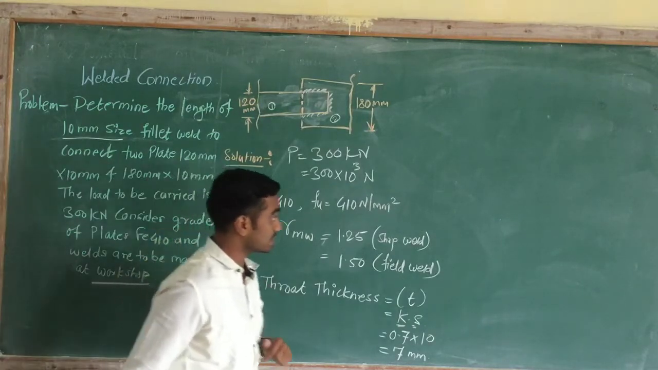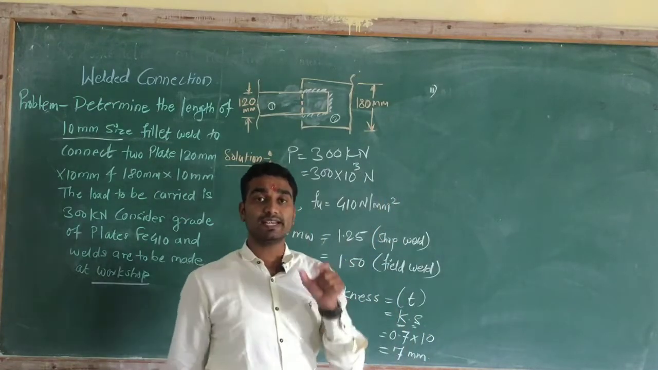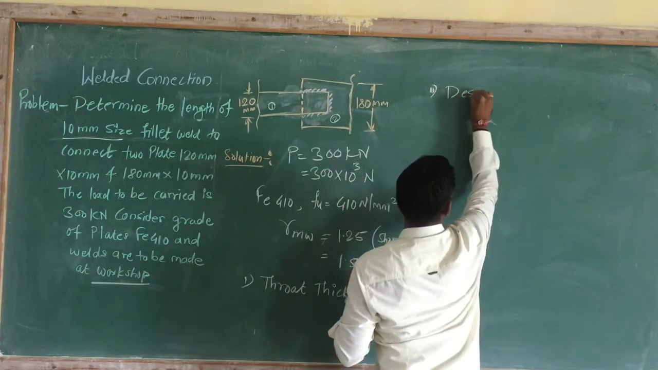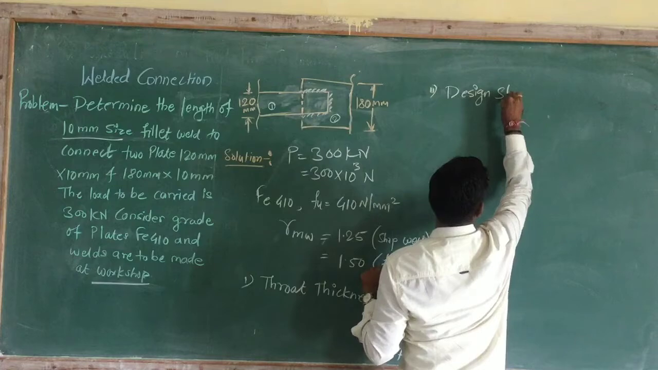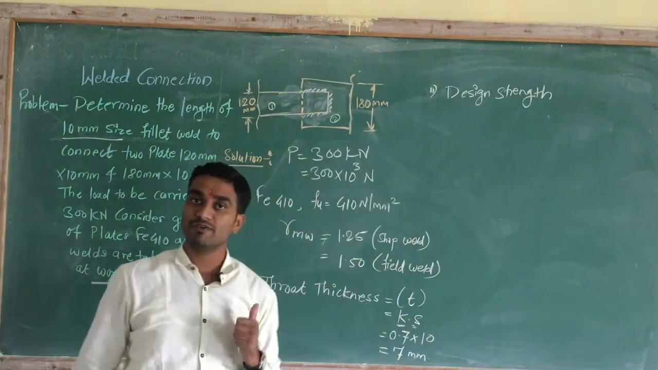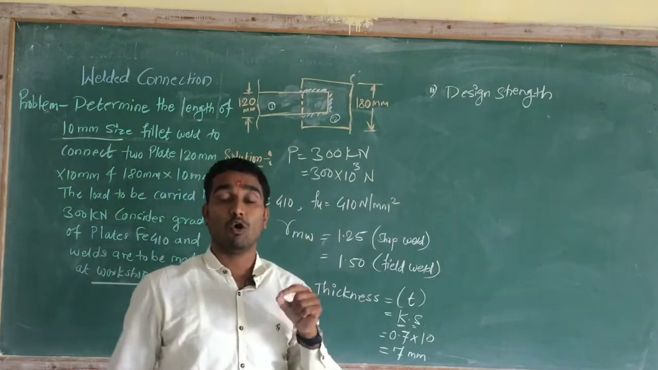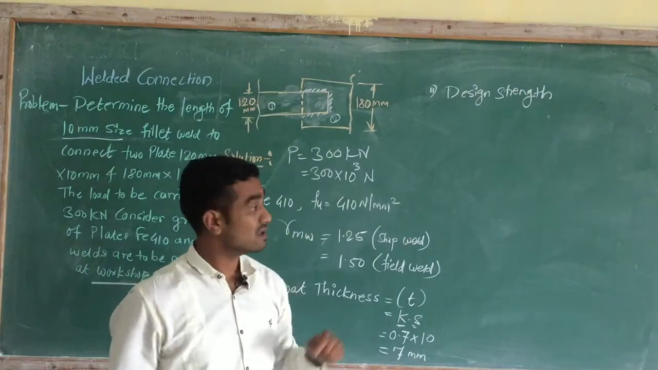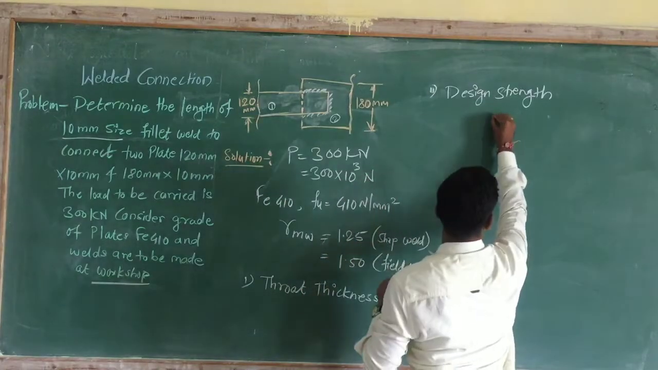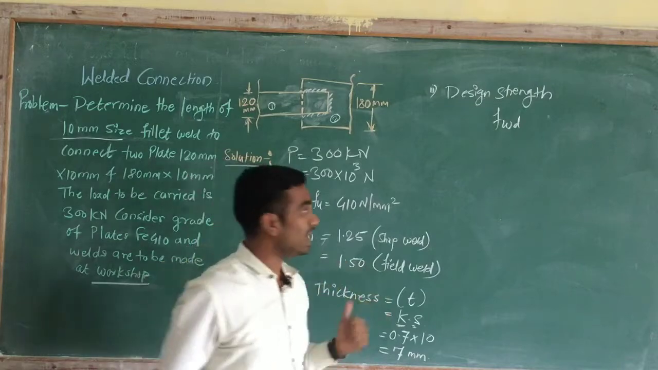Now second point, we have to find the design strength of the weld. This design strength is given on page number 79. What we have to find? FWD, design strength in welding.